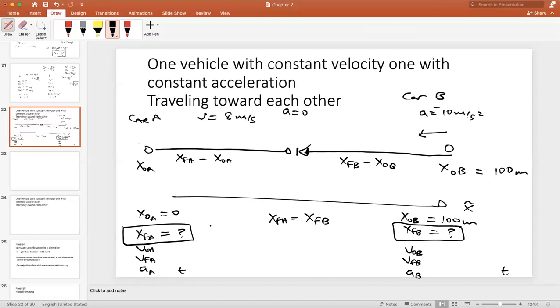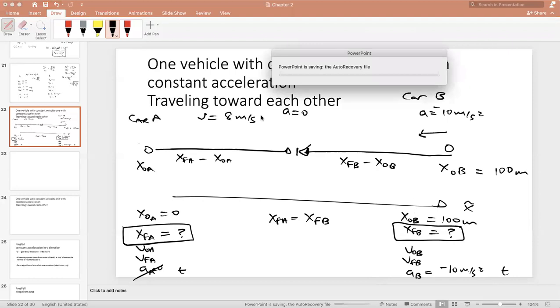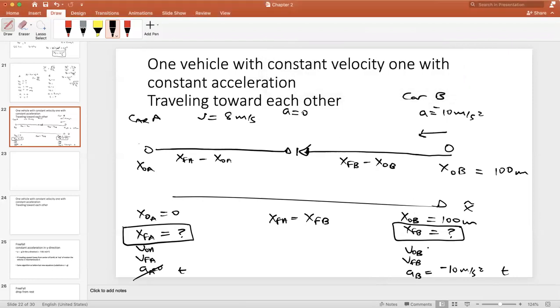I don't know what time is. I know that car A is traveling with constant velocity, so this is 0. I know that this was given to me as negative 10 meters per second squared. It's traveling to the left and accelerating to the left. And I know that this is 0. And I hate when my PowerPoint does that. So I don't know this.